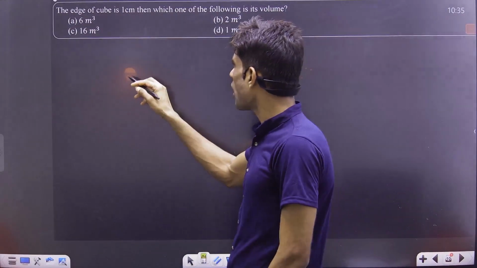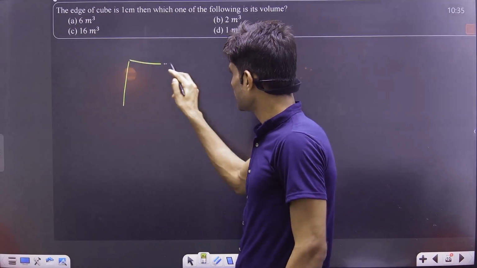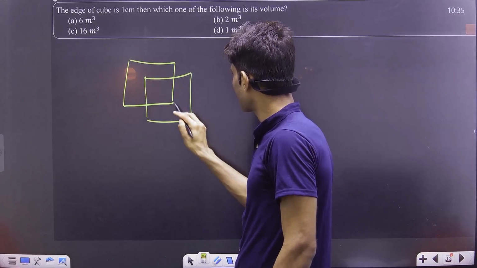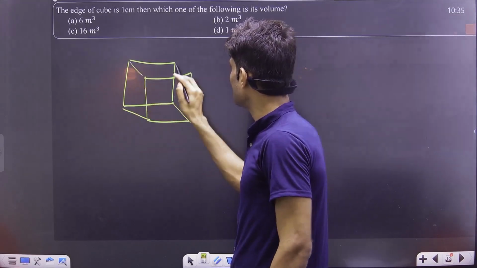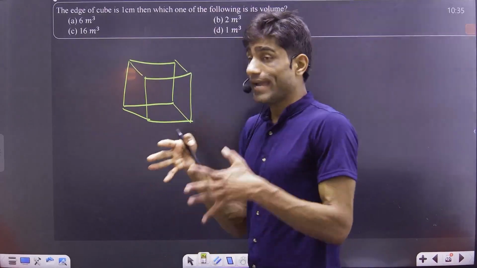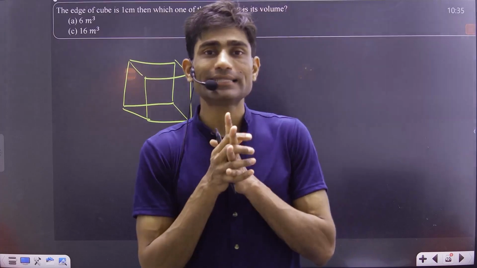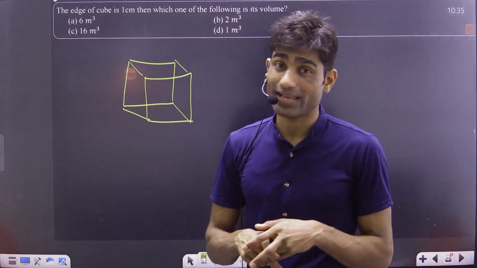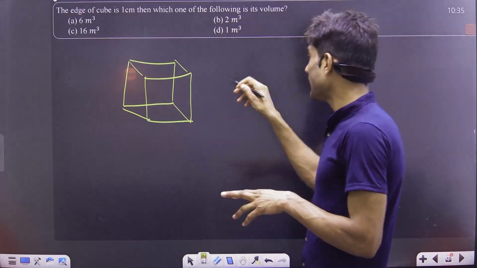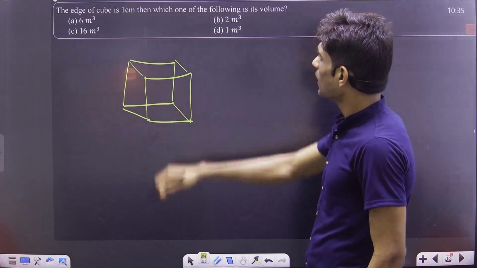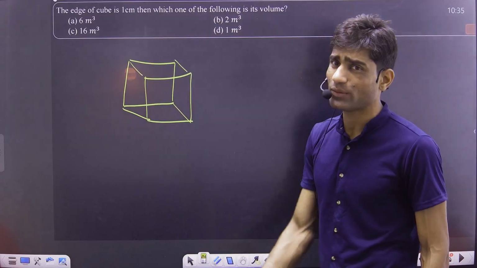Now let me plot a cube first. This one is the shape of a cube. This one is the shape of our cube here. Now the edge of a cube, it says we have to multiply length into breadth. So length into breadth, which is the edge of a cube. One side of the edge of the cube is given as 1 centimeter.